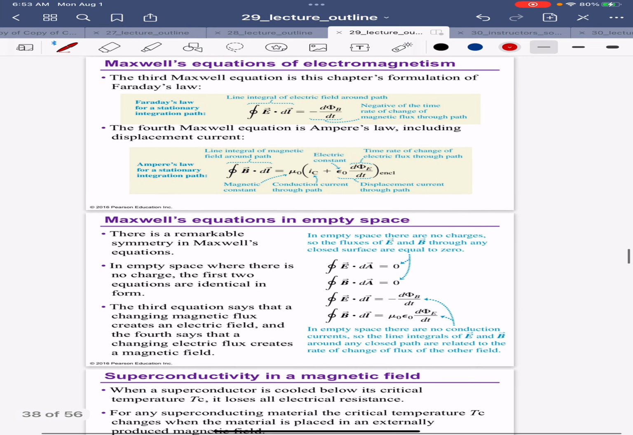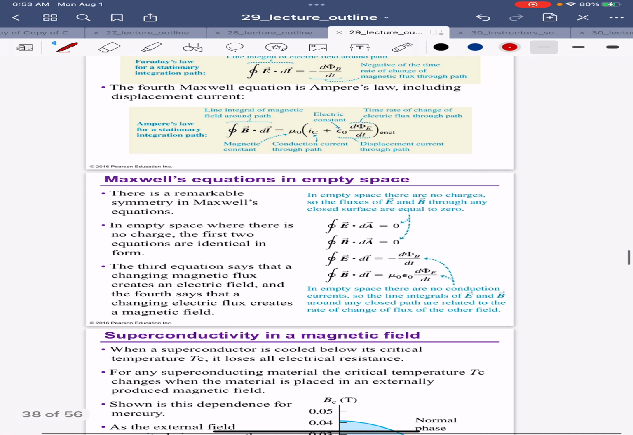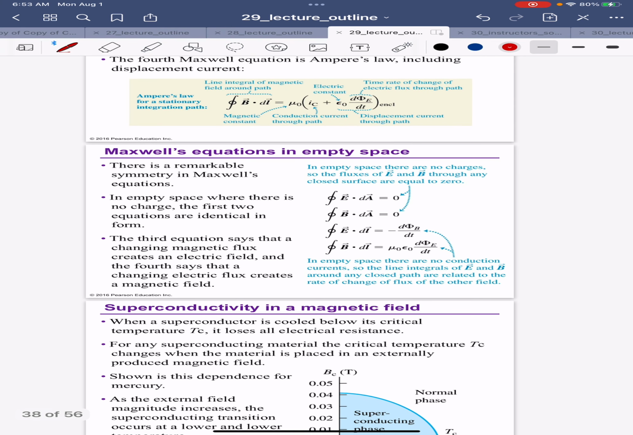Now, if we have empty space, which means we don't have any charges, the fluxes of E and B through any closed surface should equal 0. And in empty space also, there are no conduction currents, so the line integrals of E and B around any closed path are really related to the rate of change of the flux of the other field.